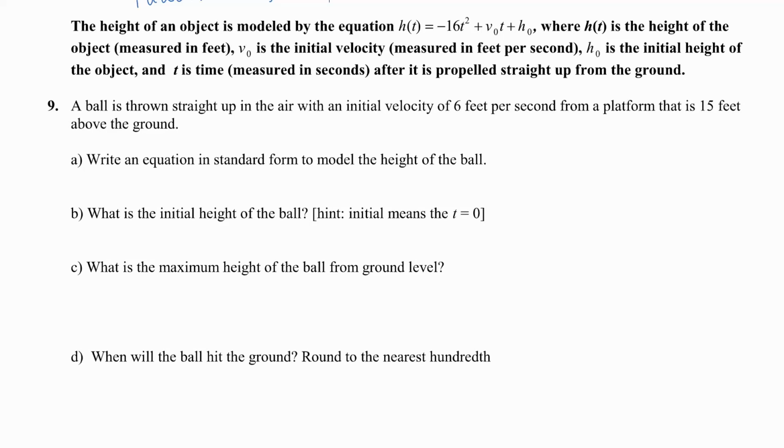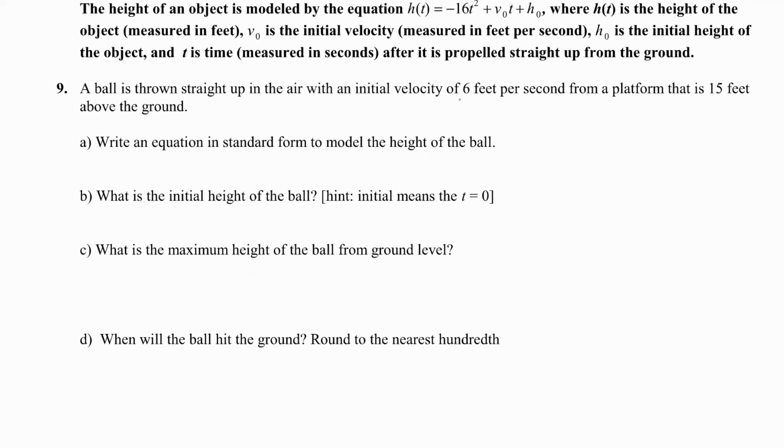Okay. All right, so let's use that with this next problem. A ball is thrown straight up in the air with an initial velocity of 6 feet per second from a platform that is 15 feet above the ground. So right there, this is your initial velocity, that's v naught, and the initial height is 15 feet above the ground. So to write the equation, all you have to do is substitute those things. h of t equals -16t squared plus the initial velocity, which is 6t, plus the initial height.